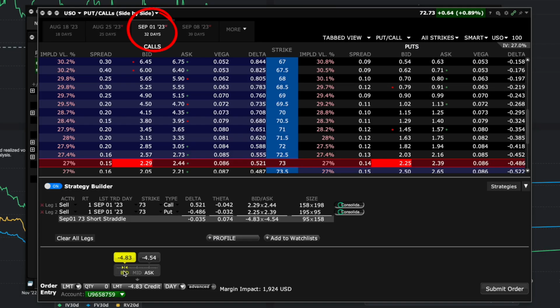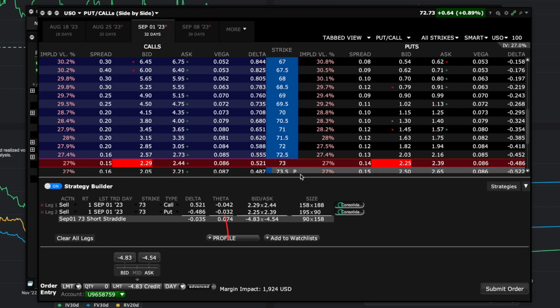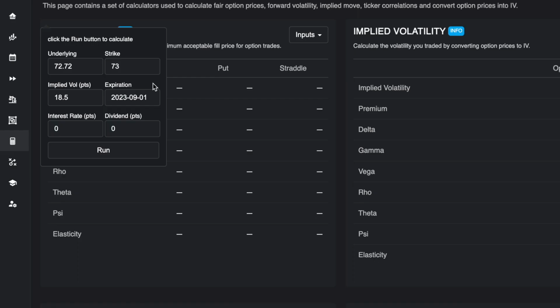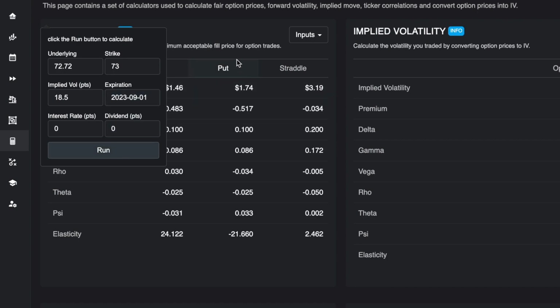If we look at the 32-day USO option expiration, we can see the 50 delta straddle is going for $4.69 at the mid price. Using an option calculator, as well as our forecast of volatility, let's calculate the fair value of that straddle. Inputting the stock price, strike price, days to expiration, and fair volatility, we can see that the straddle is worth $3.19.